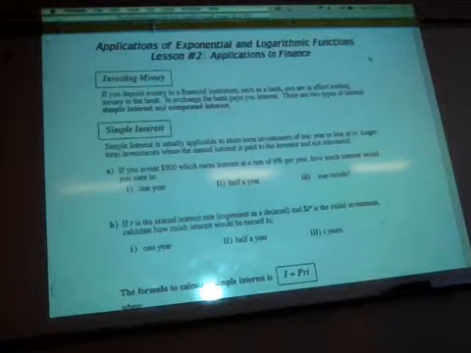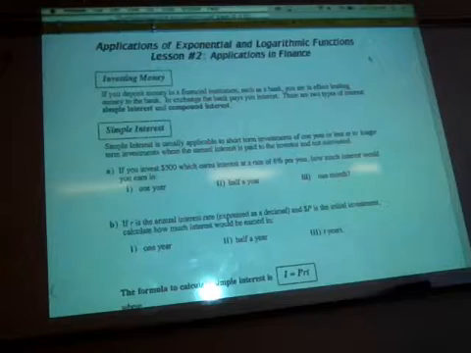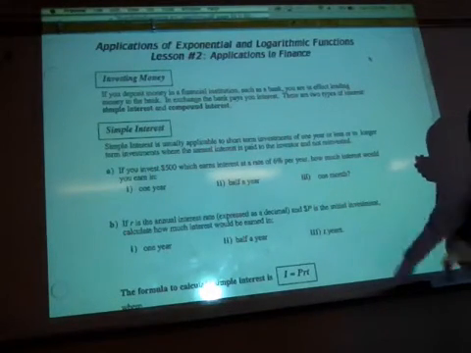So there's two types of interest that we're going to look at, simple interest and compound interest. The first one is quite simple.